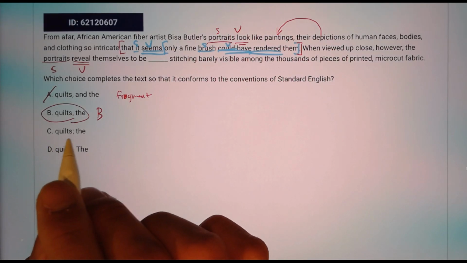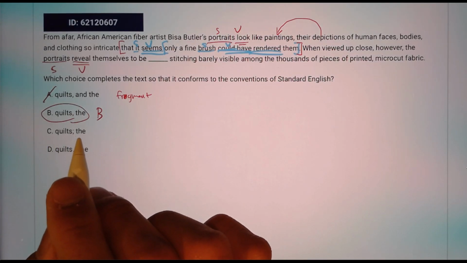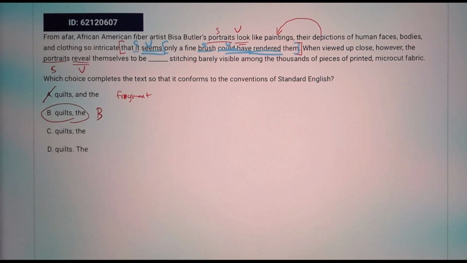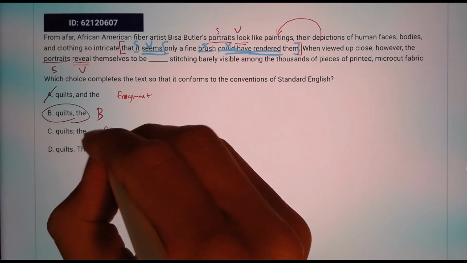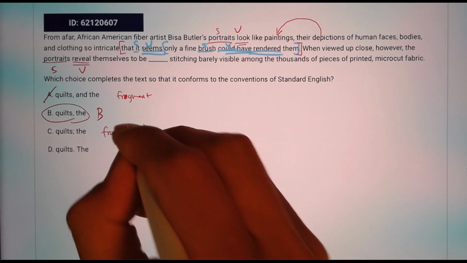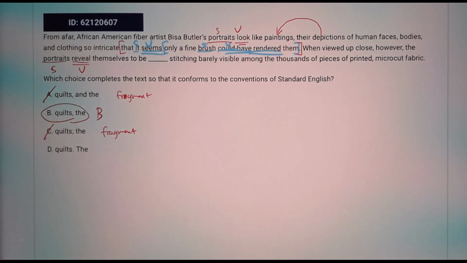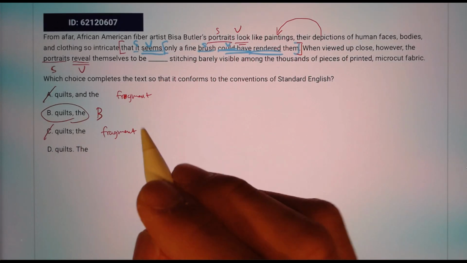Choice C, we have a semicolon, the same thing. We have a fragment because after a semicolon we expect a clause. Instead of a clause, we have a phrase. So it's another fragment issue introduced by the semicolon. And even if you think the semicolon may be used for items in a list, I'm not seeing three or four complex items here. So C is out.